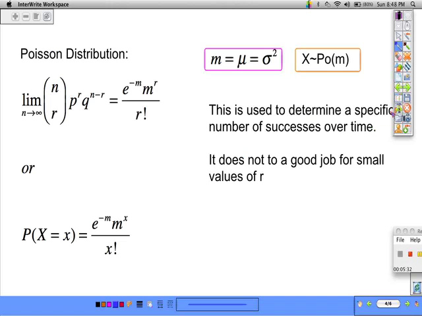Some examples of when this might be used would be the number of phone calls per hour coming into a call center, or the number of fish caught per day in a lake, number of car accidents per month on a certain stretch of road. The m here is called the parameter of the distribution, and m in a Poisson distribution ends up being the same as the mean and the variance. They're all equivalent. The notation that we use: X is distributed as Po(m). The only parameter that we need is this m value.